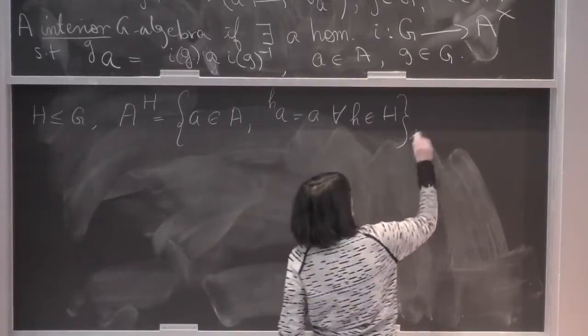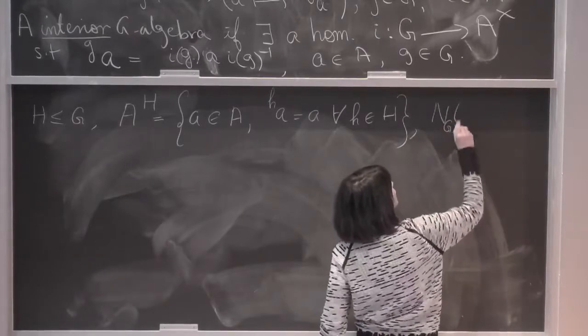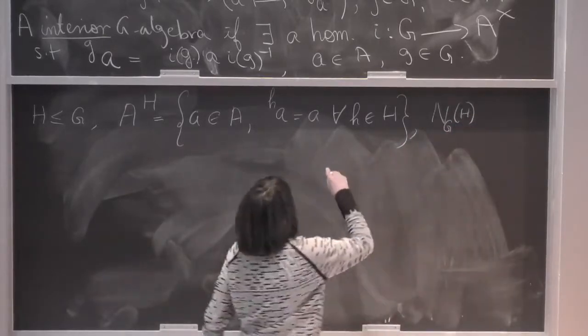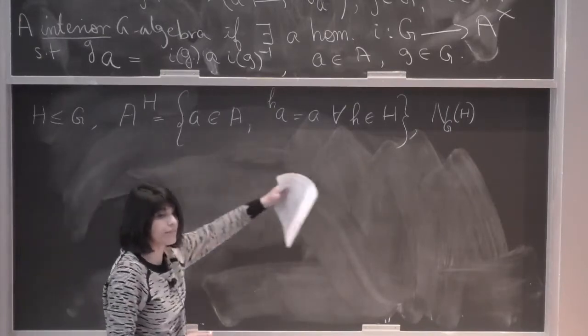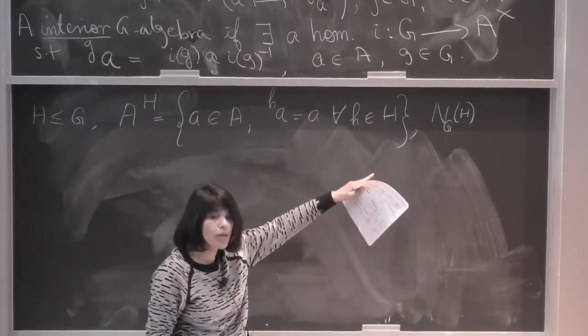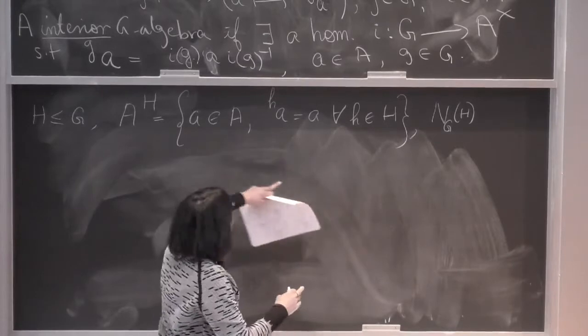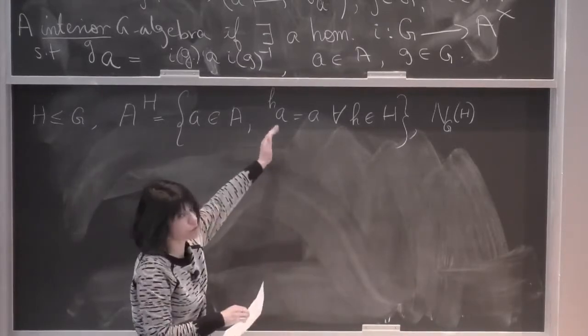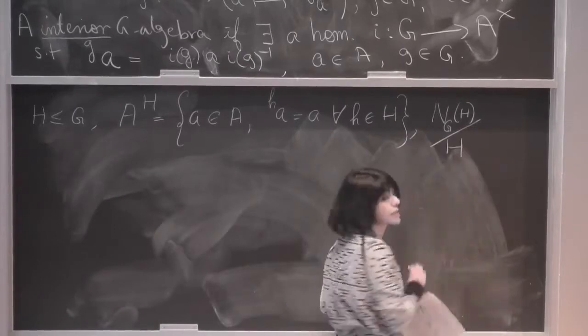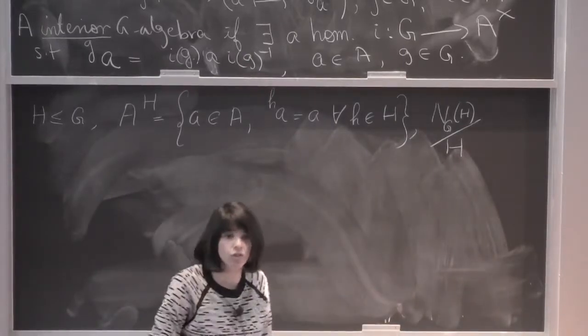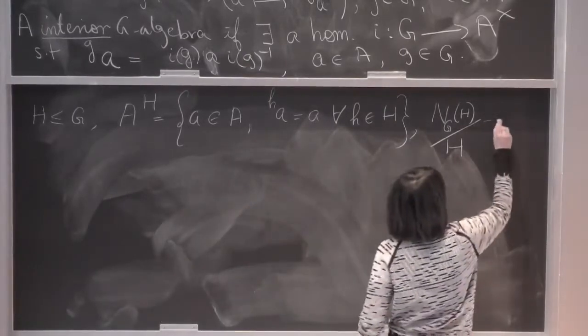It's a very easy exercise that this is a subalgebra of A. It's invariant under the action of the normalizer in G of H. And by definition, every element of H acts trivially. So you can even say this is an N_G(H)/H-algebra.